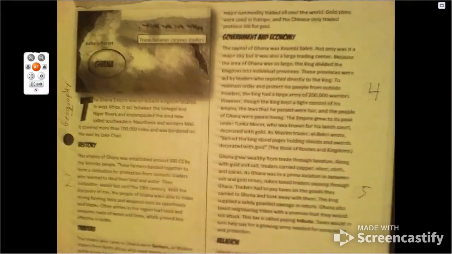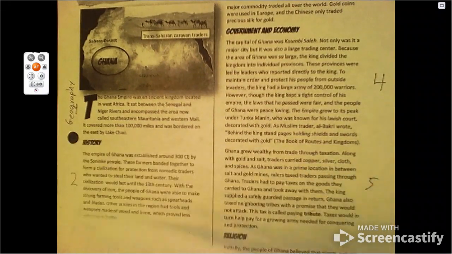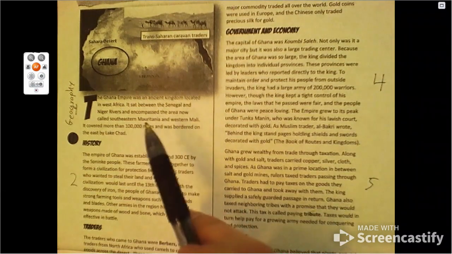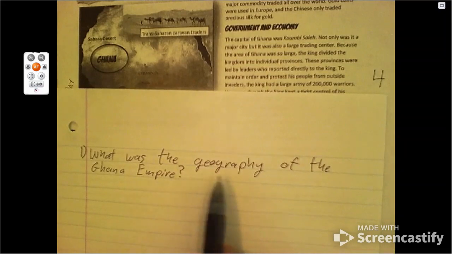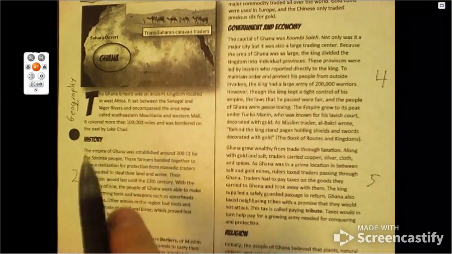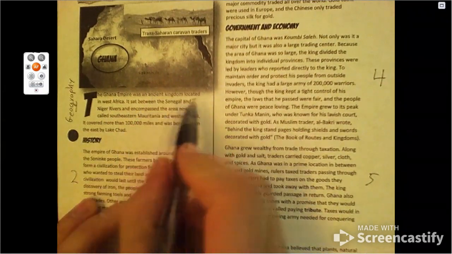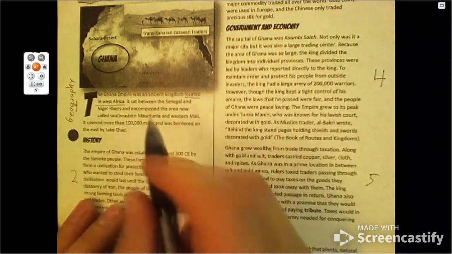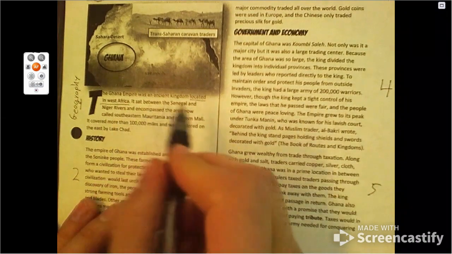Remember, last step is to look at our essential question, then reread our paragraph, and underline the parts where it answers that question. So, our essential question, what was the geography of the Ghana Empire? Let's read this and find the answers. The Ghana Empire was an ancient kingdom located in West Africa. Okay, located in West Africa, that's its location on the globe, that's geography. It sat between the Senegal and Niger rivers. Okay, Senegal and Niger rivers.